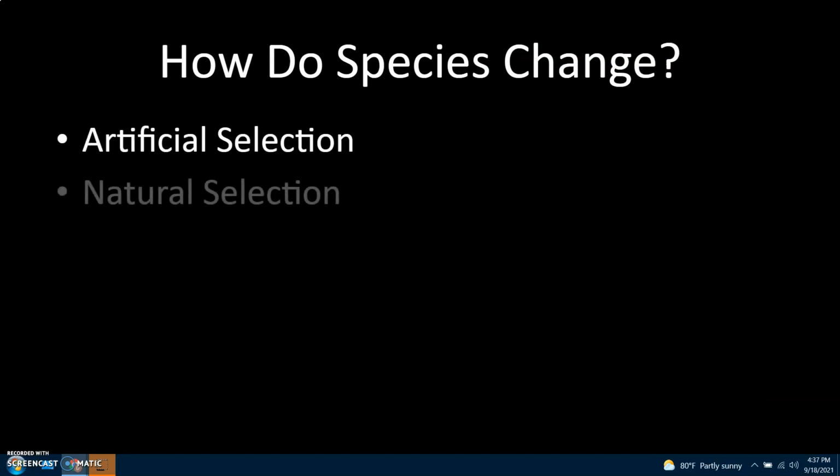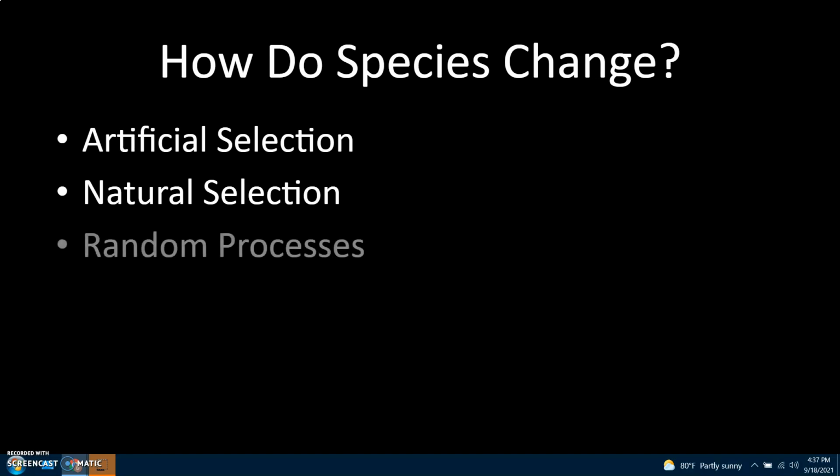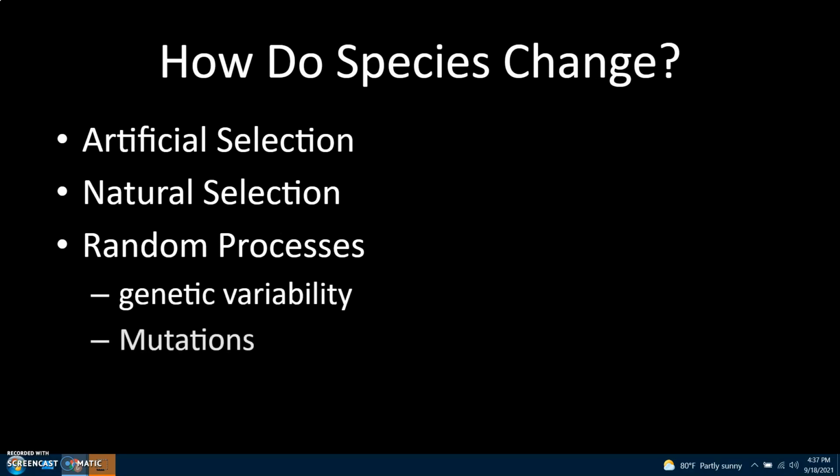All right, there's a lot of things that go into species changing. So the idea of how do species change? You've got artificial selection, which is stuff that we do a little bit now. And of course, originally, naturally, you have natural selection, how things just sort of happen, but it's usually because of competition for resources or space. And then just random things like mutations.